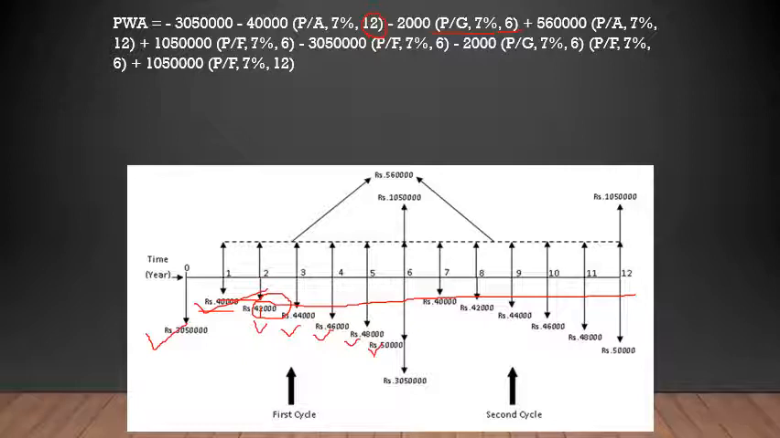What did this factor do? This factor converted this G, which is this 2000, that is the 2000 of the first cycle. Okay, where is the first cycle? Here is the first cycle. This is the G of first cycle that has been converted into P. So that is done.